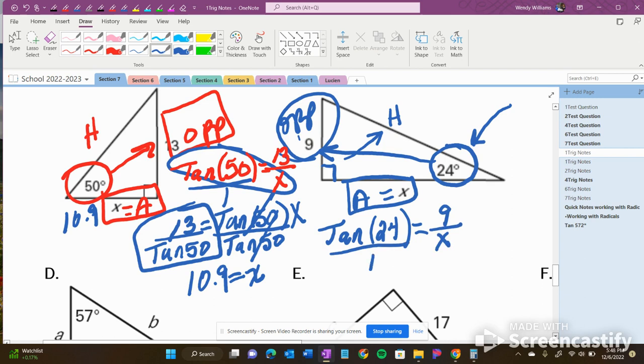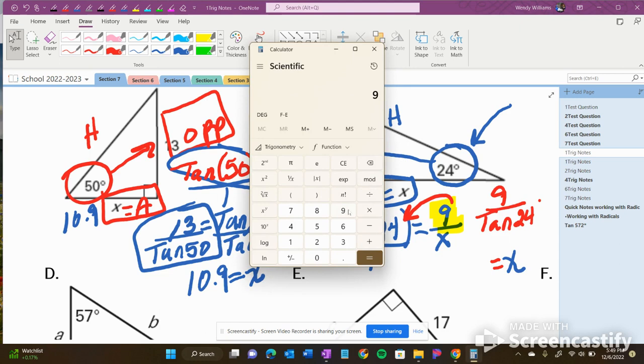Cross multiply and solve. You're going to find as you go, if the x is on the bottom, you simply take what's on the top and divide it by what's on the left. It's going to end up being 9 divided by tangent of 24 degrees. So we're going to take our calculator.